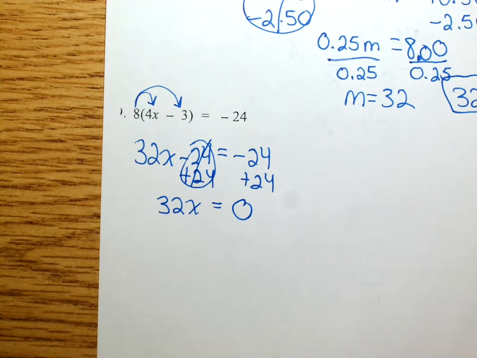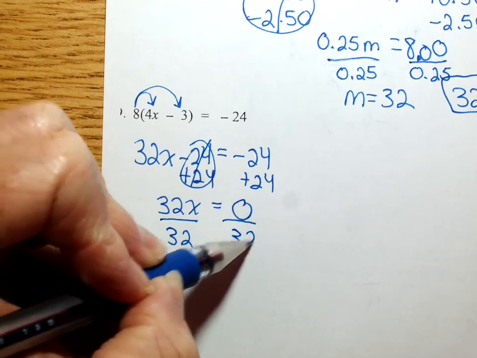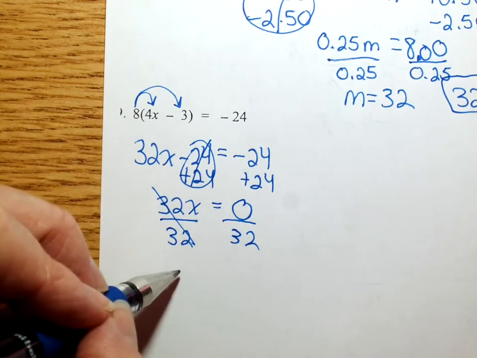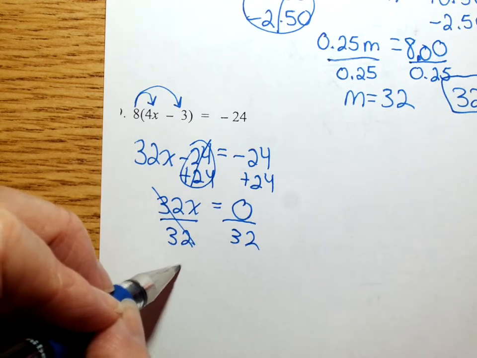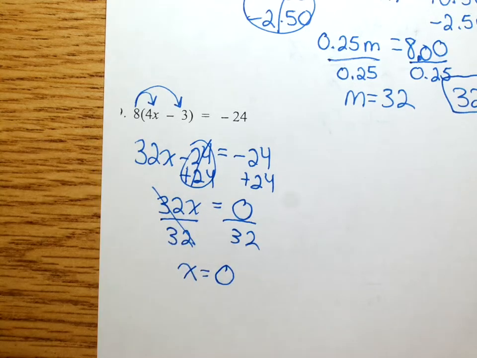What's our next step? Well, this means to divide. These cancel out. So x is equal to 0. That's funky. But that's okay. I didn't make this number up, so we'll just go with it, okay? Sometimes your answer will be 0.